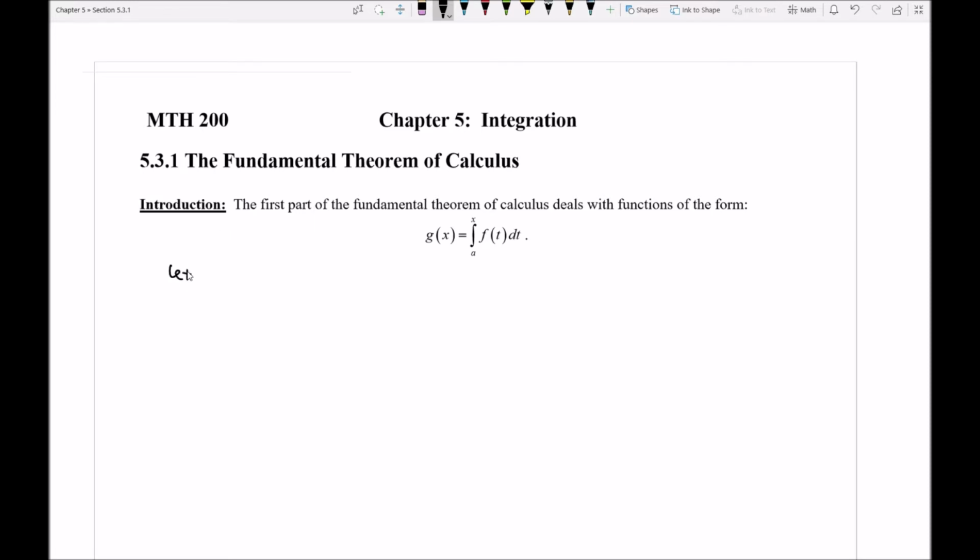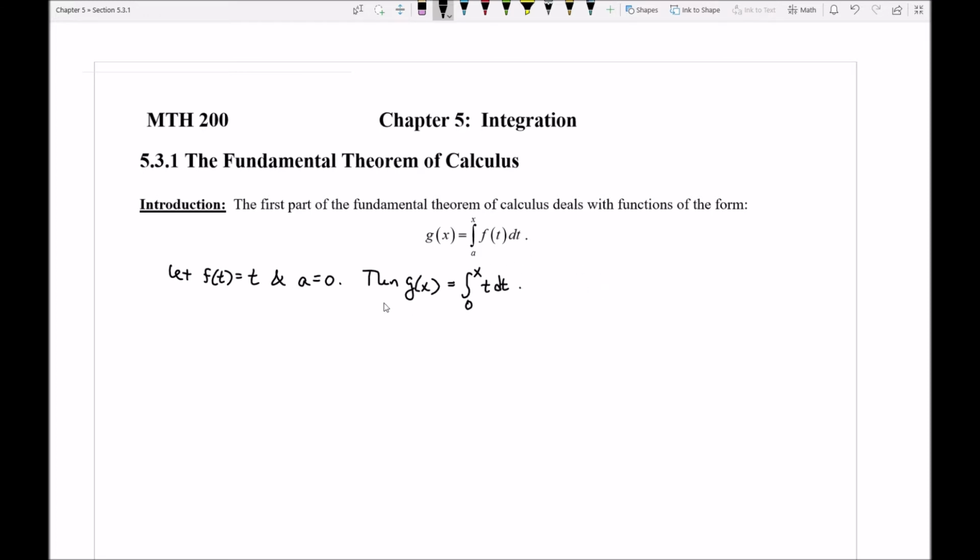So how about we go ahead and let f of t just be equal to a simple function, maybe like t. Okay, so this is kind of like a y equals x function, right? Very simple. And let's suppose that a is just the value of 0. Well, then what we would have is that our function g of x would actually look like an integral from 0 to x of the function t dt.